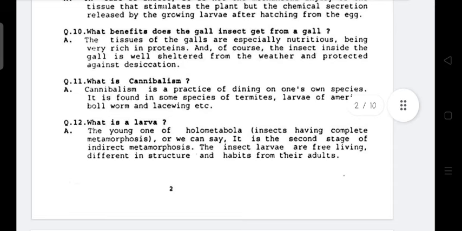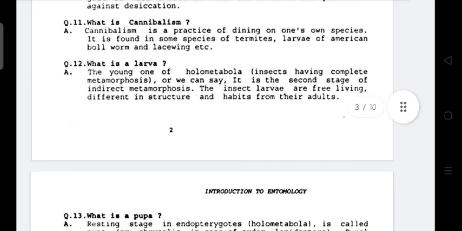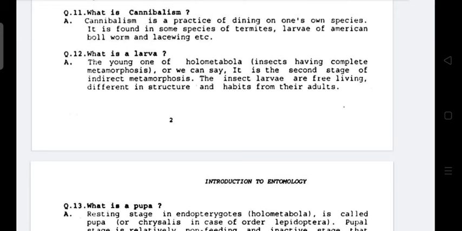What is cannibalism? Cannibalism is a practice of dining on one's own species. It is found in some species of termites, larvae of American bollworm, and lacewings. When a shortage of food occurs, they continue feeding on their own individuals of populations.